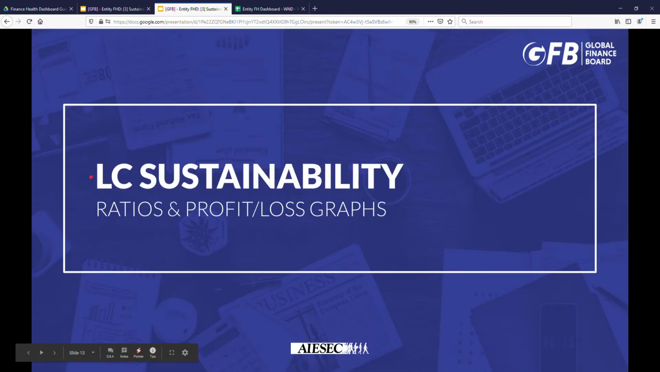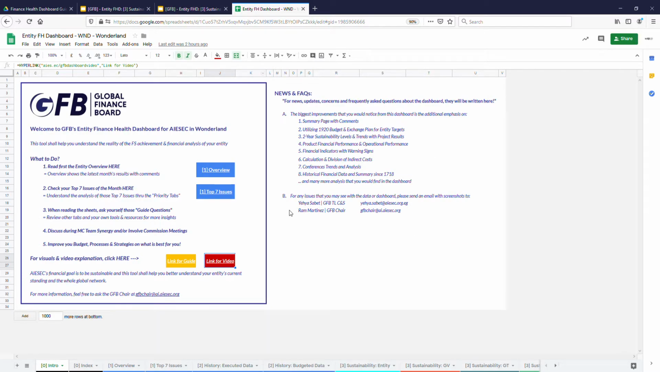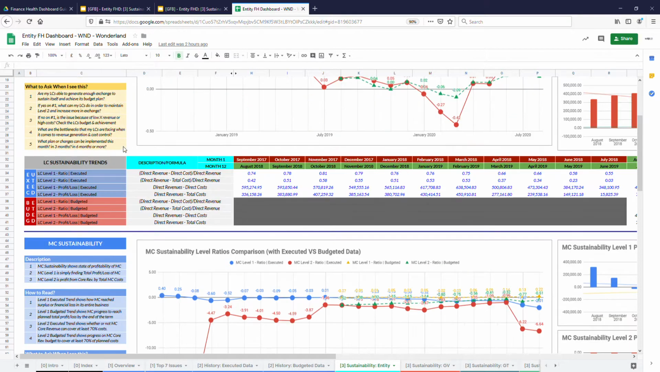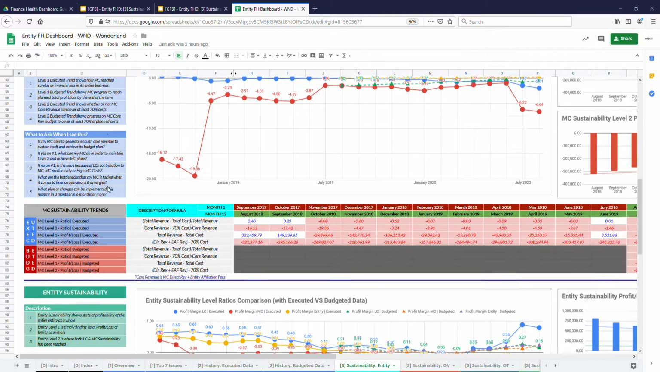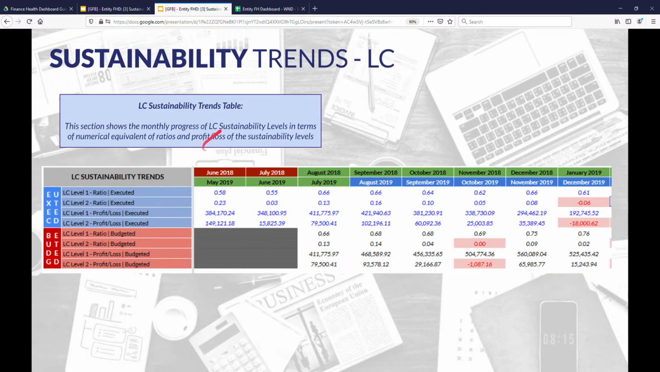Now let's talk about LC sustainability ratios and profits. You may see this once you go to this type of dashboard. If you click here at sustainability entity, you can see immediately these graphs, tables and sections. First is LC sustainability, then MC sustainability, then entity sustainability. I'm going to talk about LC sustainability level strength. The first part is the table.